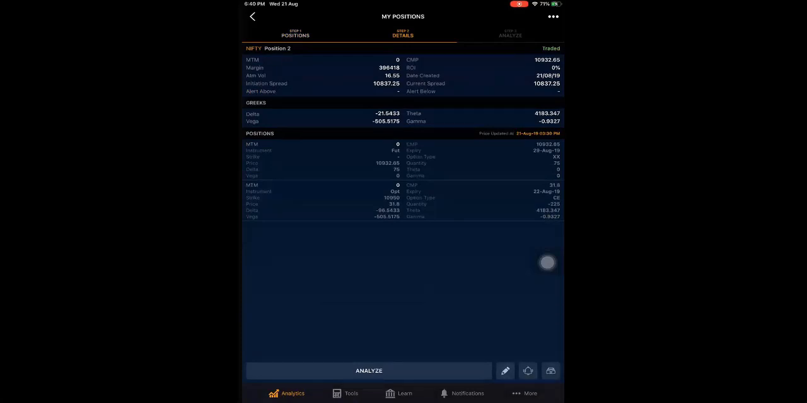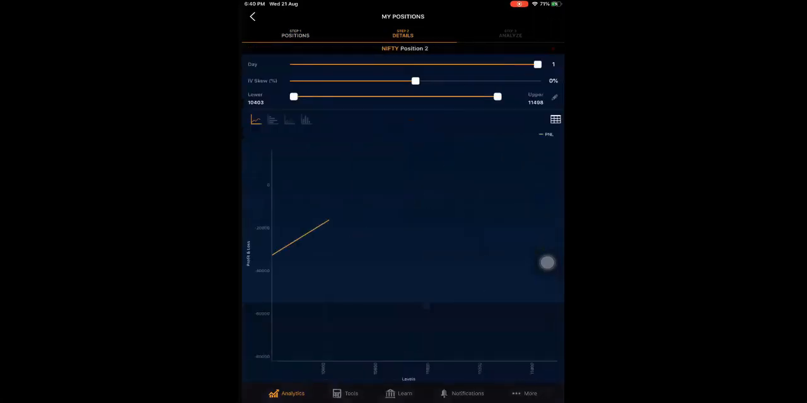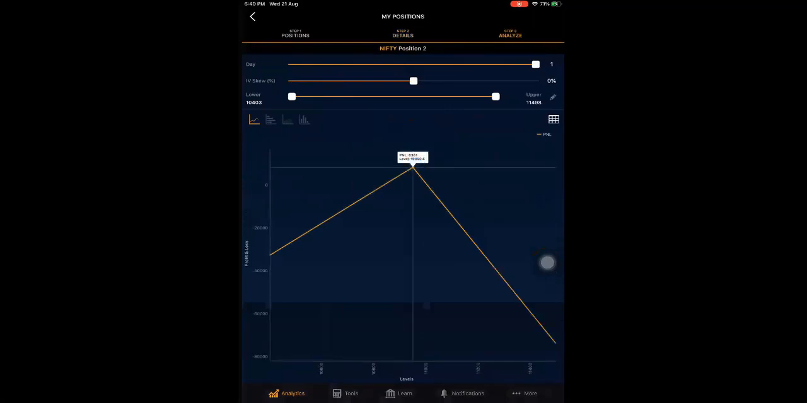So like the strategy tells, 1 day passes by, I'll make 4,200 rupees if nothing happens, if the market remains where it is. Vega is 500. If the volatility shifts, how will it behave? And analyze it. So this way you can analyze your trade.